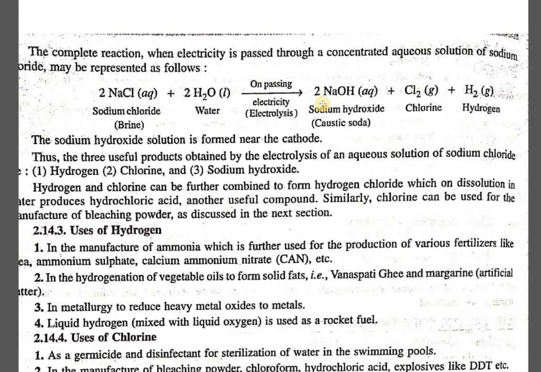So the sodium hydroxide solution is formed near the cathode, which is the negative electrode here. And the three useful products at the end of this process are hydrogen gas, chlorine gas and sodium hydroxide.